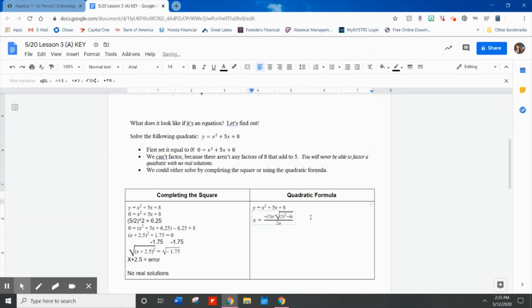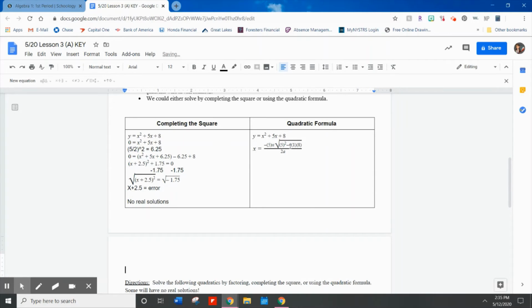My a value is 1. And my c value is 8. My a value is 1. Copy and paste, my favorite thing. Okay, negative 5 is just negative 5.